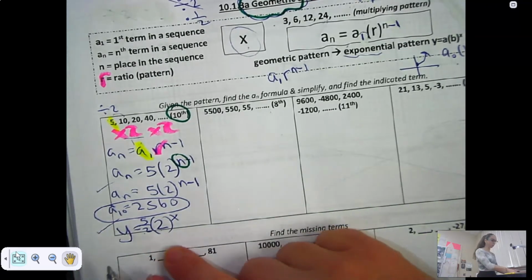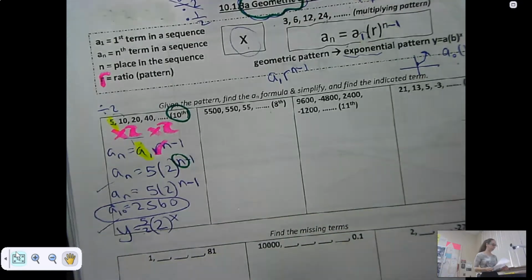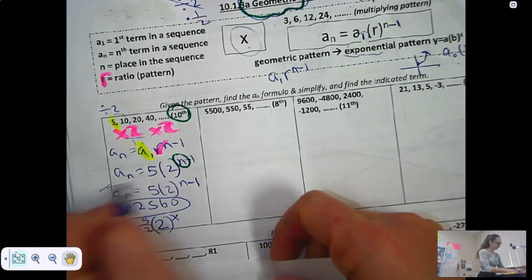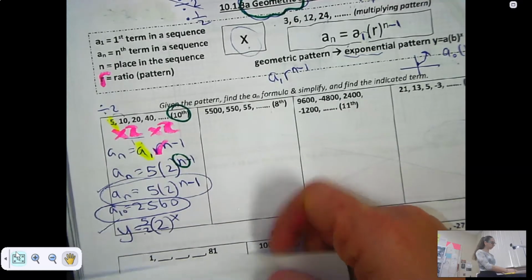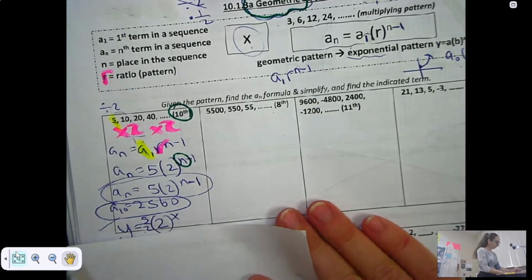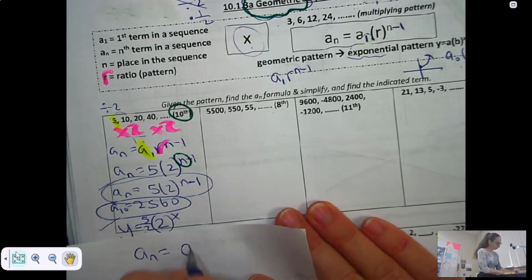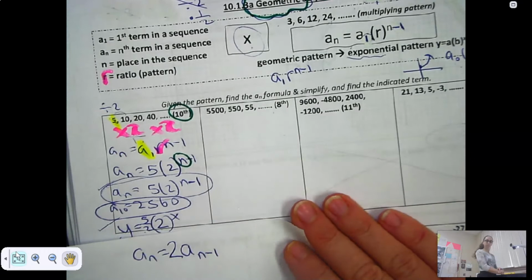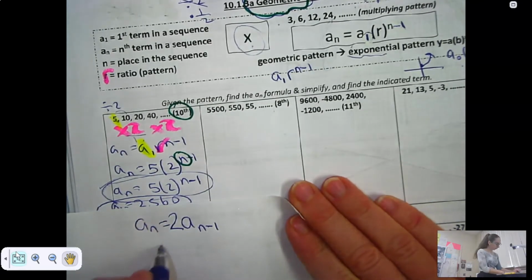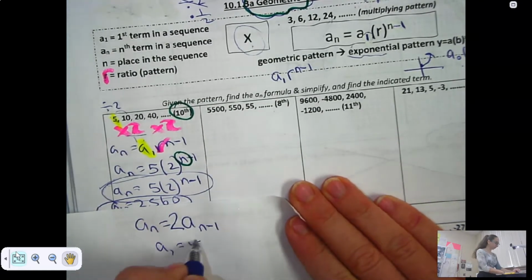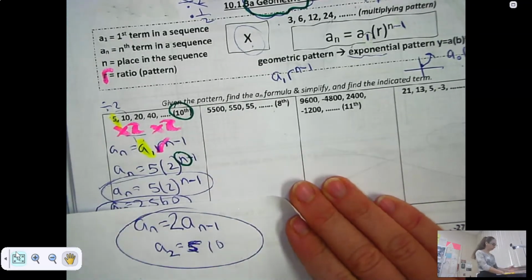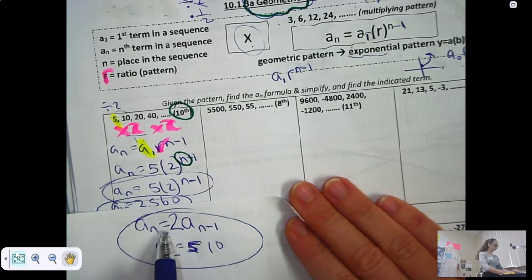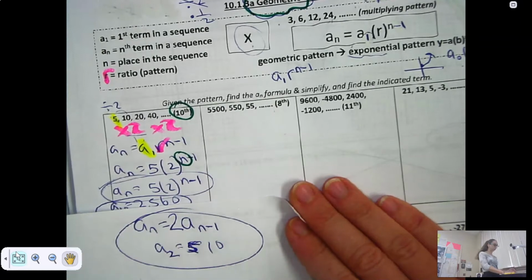Next thing, if I wanted to create a recursive sequence, remember, this is explicit. This is my explicit sequence. Then I would go a sub n equals, what am I doing to the pattern? I'm multiplying by 2. And then I have to give the first term. I don't have to give the first. I could technically give the second. But I need to give a term so I can get the next term. What am I doing to the previous number? Multiplying it by 2.